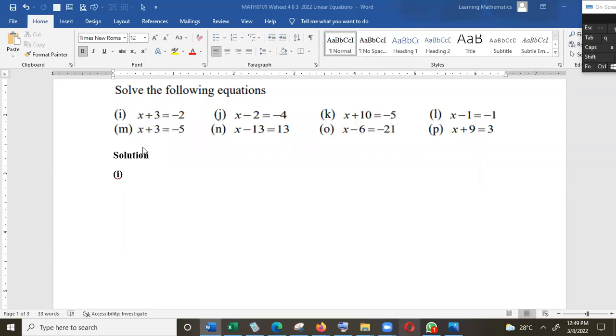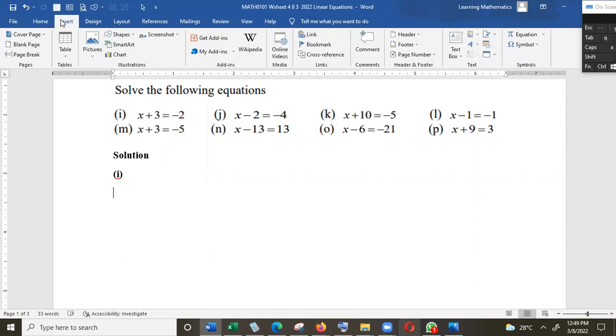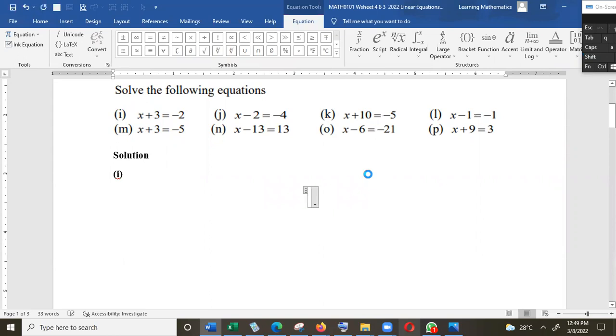Solving linear equations. We are first starting with x plus 3 is equal to -2. How to solve for x in x plus 3 is equal to -2. So let's discuss that. We have x plus 3 is equal to -2. So we are looking for a number called x, such that when you add 3, you get -2.